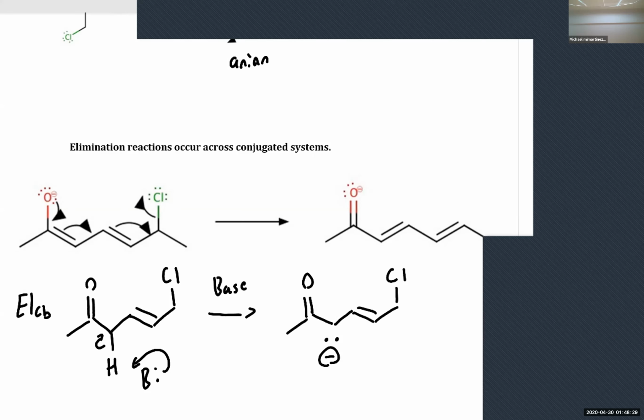So to show another example of elimination across conjugated systems, we can generate our anion at this position, and then kicking through our conjugated system, we can eliminate our chloride.